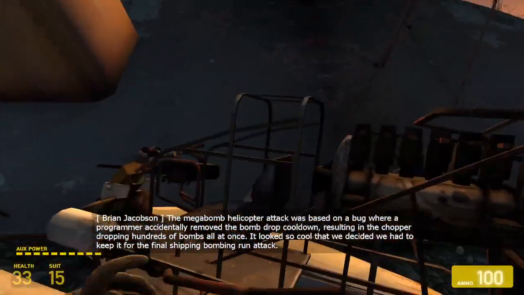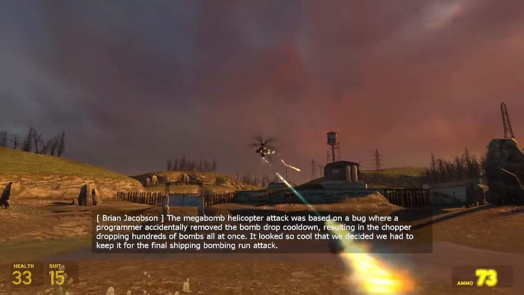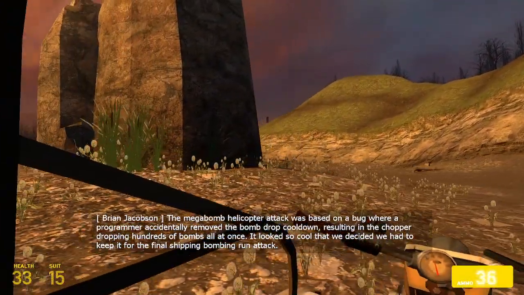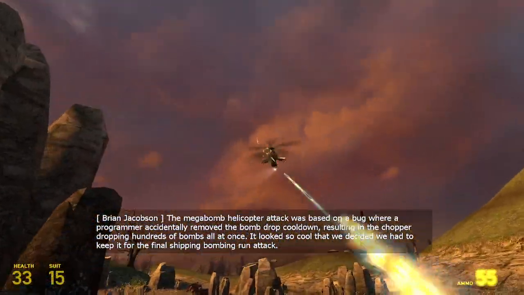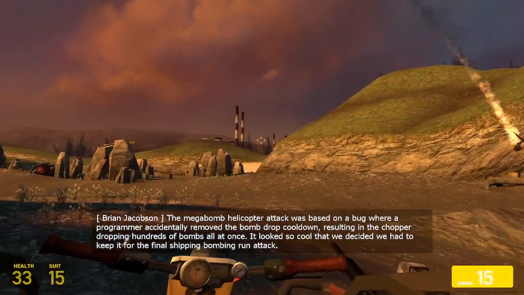Helicopter Megabomb Origin. The Megabomb helicopter attack was based on a bug where a programmer accidentally removed the bomb drop cooldown, resulting in the chopper dropping hundreds of bombs all at once. It looked so cool that we decided that we had to keep it for the final shipping bombing run attack.